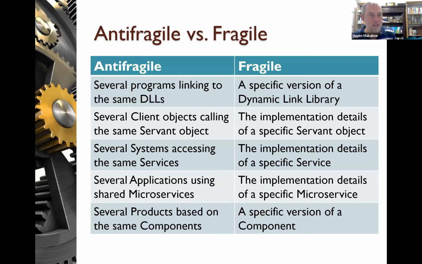In the case of a service-oriented architecture, if you have many systems using the same services, this is anti-fragile because there is evolution. But the implementation details of a specific service is fragile because it will have to change. And the same with the microservices. Many applications using shared microservices, they together are anti-fragile. But the implementation of a specific microservice is fragile. And if you have a software product line, several products using the same components are anti-fragile, and the specific component is fragile.